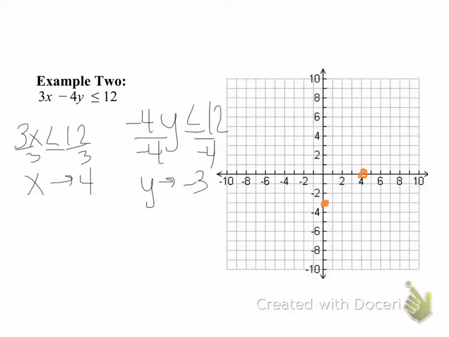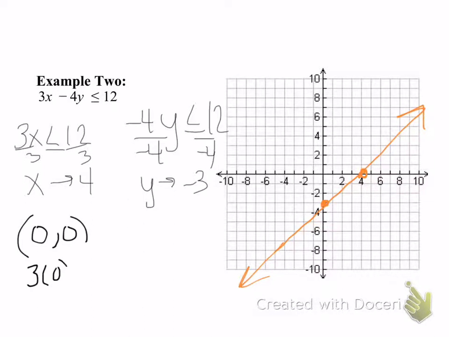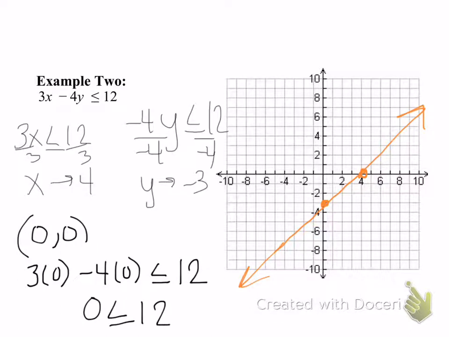So we got to figure out if this is a dashed or solid line, and as you can see it has the equal to, so that means it is a solid line. Don't forget your arrows. And now we got to do our test point. So remember our test point, we're plugging in 0, 0. So we've got 3 times 0 minus 4 times 0 is less than or equal to 12. Well, anything times 0 just gets you 0. So it's saying 0 is less than 12, which is true.